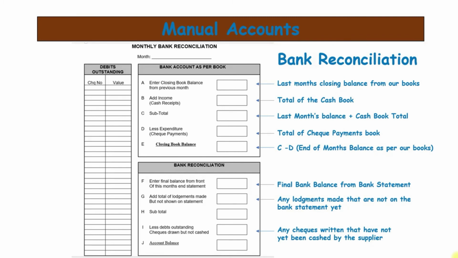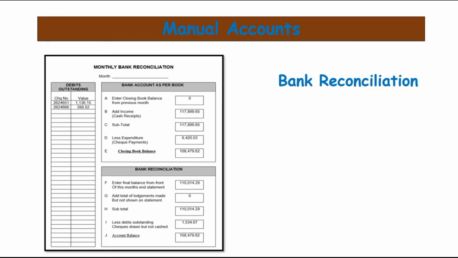This balance should now be exactly the same as our closing book balance in box E. If this is not the case, then you should consider the possibility that there has been a mistake made or fraud committed. Any checks that we find to have been written but not yet presented to the bank should be documented in the left panel. These checks will be carried over each month until they appear in the bank statement.